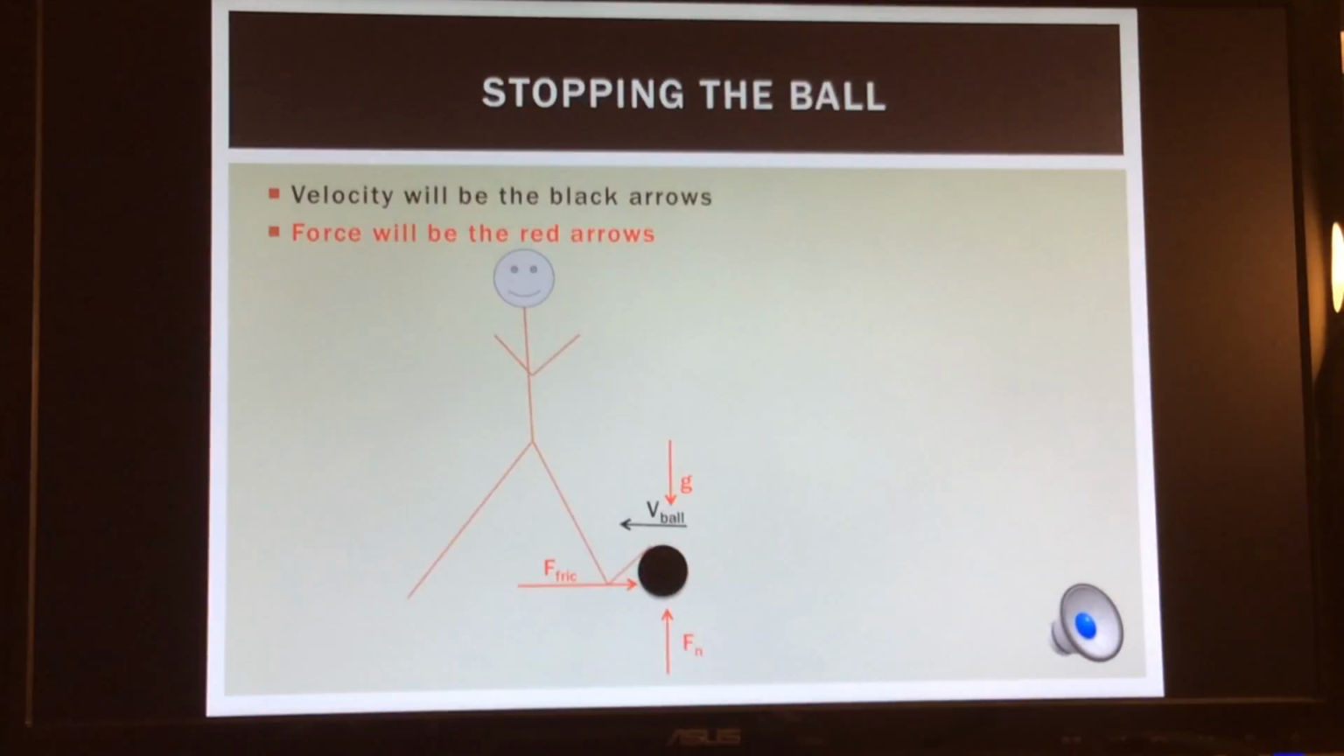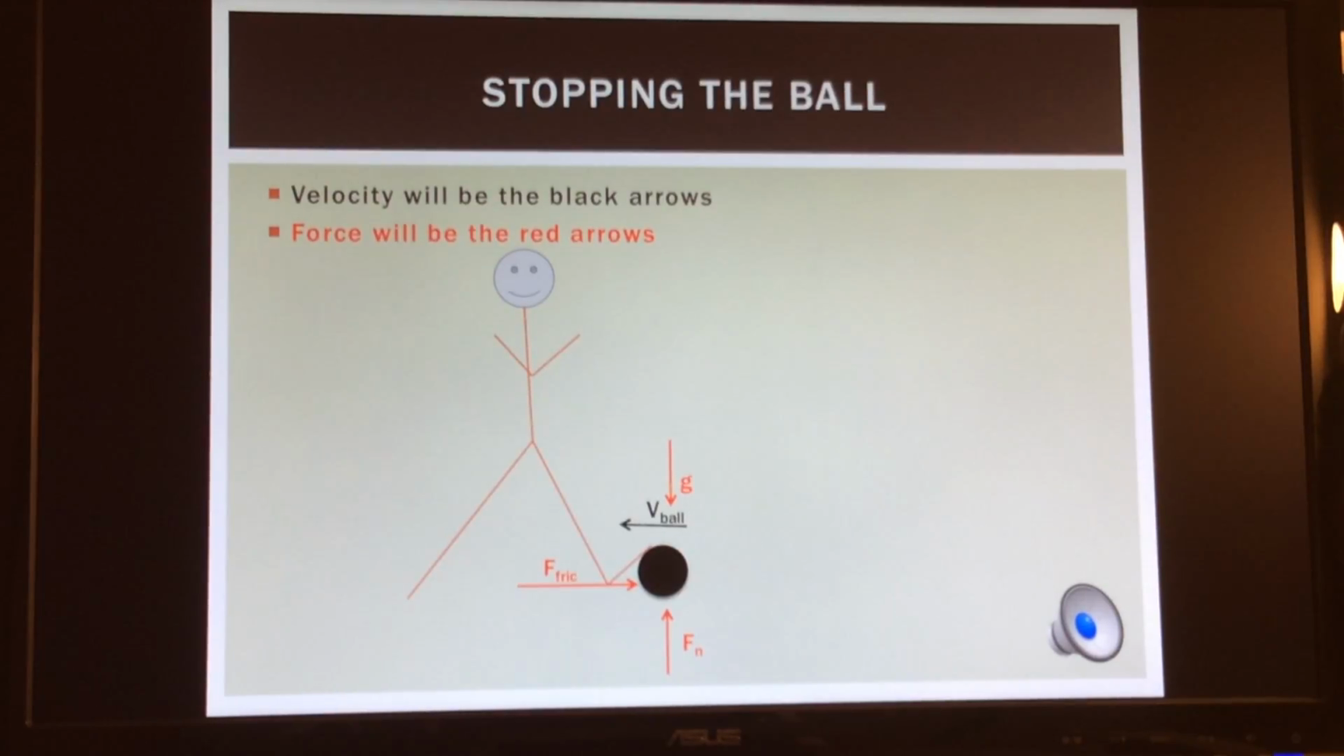In this slide, I'm going to be talking about a player who wants to stop the ball. After the ball is initially kicked to start the game, it's going to be rolling. As far as this scenario goes, I'm going to be discussing how the ball is stopped, but more specifically, the moment right before the ball is at a complete stopping point.